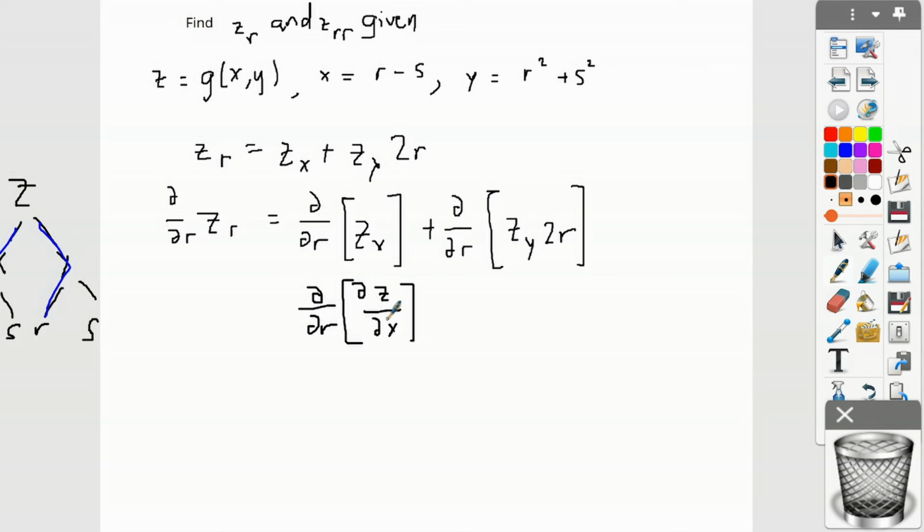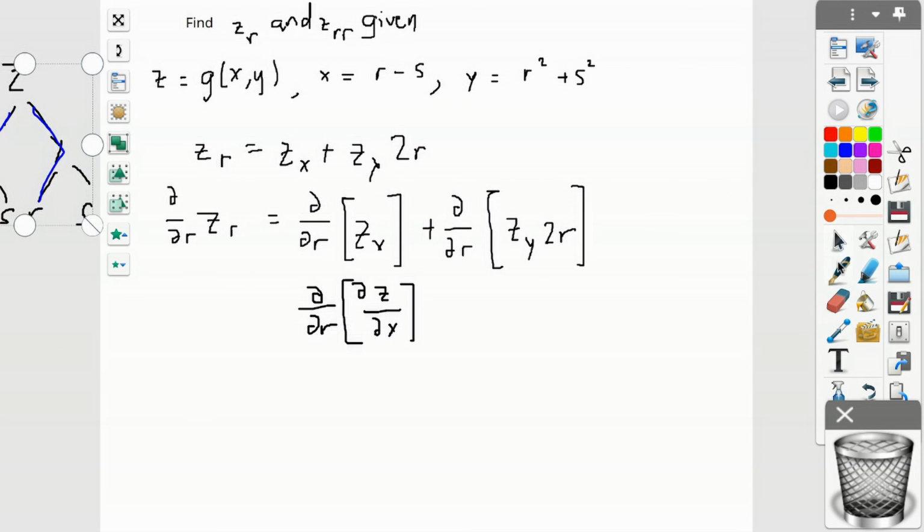And notice that partial z partial x is z sub x. But z sub x is also a function. It's also a rule, right? Z doesn't only have to be the thing that's the rule. Z is equal to g of x, y. But z sub x is the partial derivative with respect to x, but it's also a rule. It's not a number or anything. It's a rule, so it's its own function. And its own function can also be in terms of x and y.